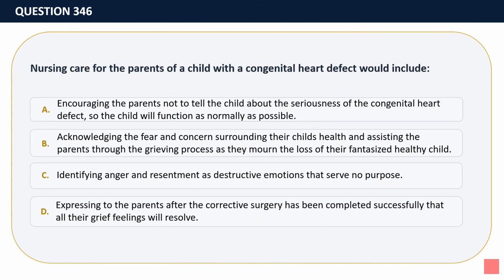Question 346. Nursing care for the parents of a child with a congenital heart defect would include: A. Encouraging the parents not to tell the child about the seriousness of the congenital heart defect, so the child will function as normally as possible. B. Acknowledging the fear and concern surrounding their child's health and assisting the parents through the grieving process as they mourn the loss of their fantasized healthy child. C. Identifying anger and resentment as destructive emotions that serve no purpose. D. Expressing to the parents after the corrective surgery has been completed successfully that all their grief feelings will resolve.